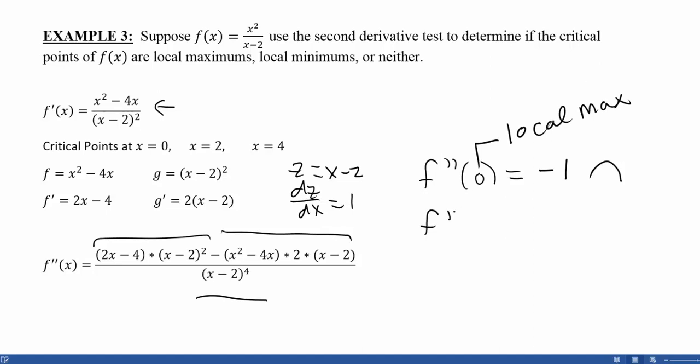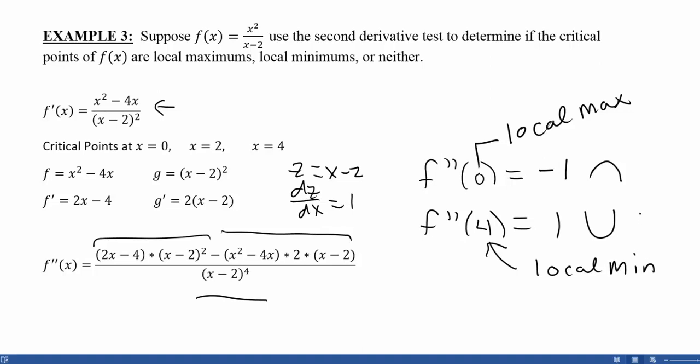If we try the same thing with 4, and you plug a 4 in carefully everywhere on the top and the bottom, you end up with 16 over 16, which is +1. If your second derivative is positive, that means the original function is concave up, and your critical point is a local minimum.